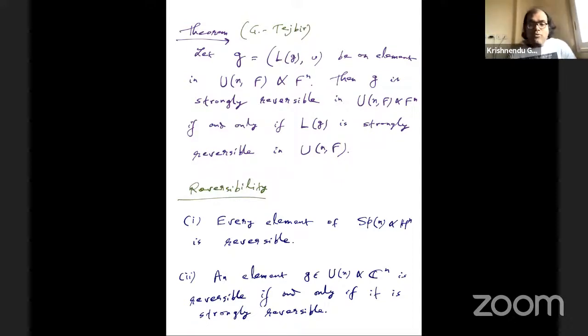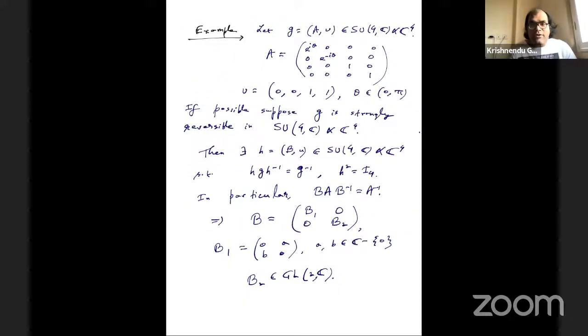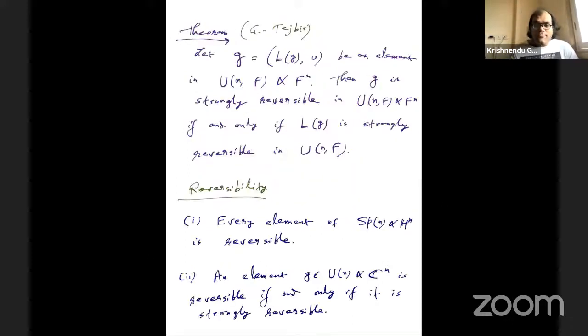We have been able to prove that an element g in U(n) semi-direct product C^n is reversible if and only if it is strongly reversible. All right. So this is the result. So not every element in U(n) semi-direct product C^n is reversible. Yeah. So this is the result that we have shown.